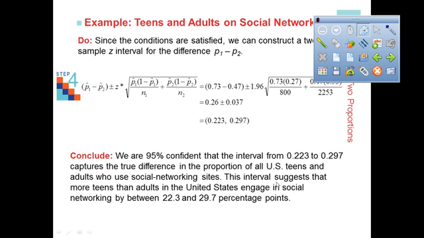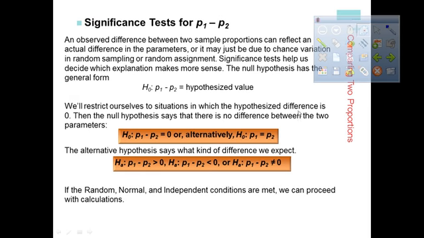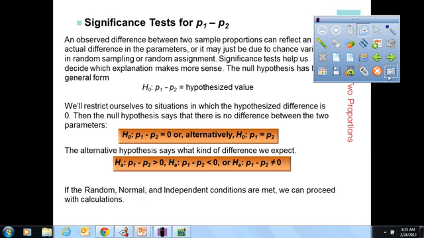This interval suggests that more teens than adults in the United States engage in social networking by between 22.3 and 29.7 percentage points. That's what it's telling you: if we get a positive interval, then they differed. They're not going to differ if our interval contains 0. Okay, so these are your videos for now, and then we'll do hypothesis testing later.